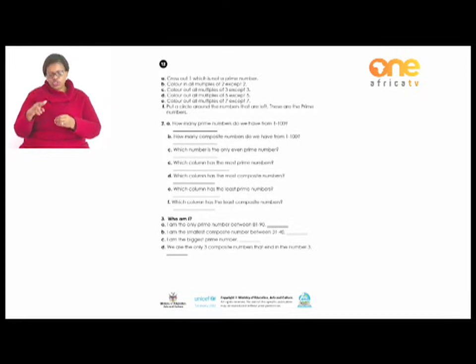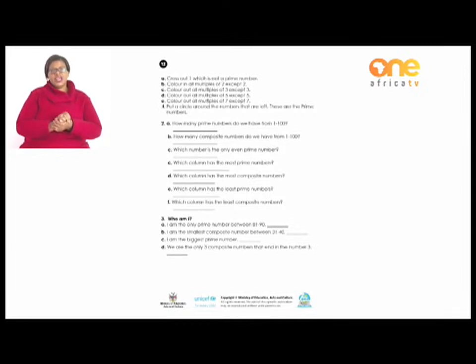And then C, color in all the multiples of 3 except 3. And then D, it also says color out all the multiples of 5 except 5. And then E, color out all the multiples of 7 except 7.